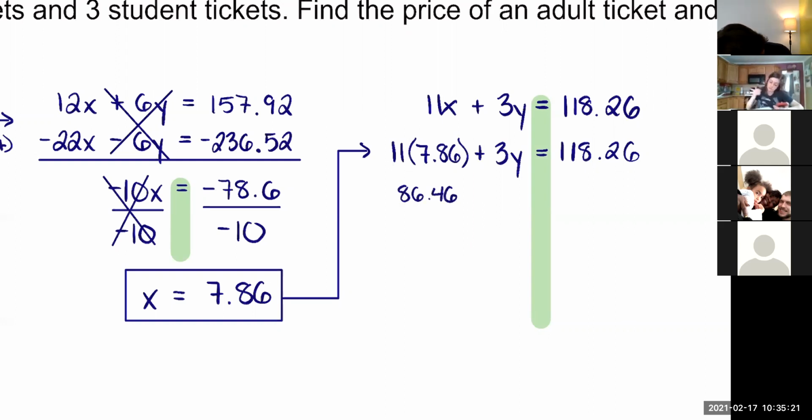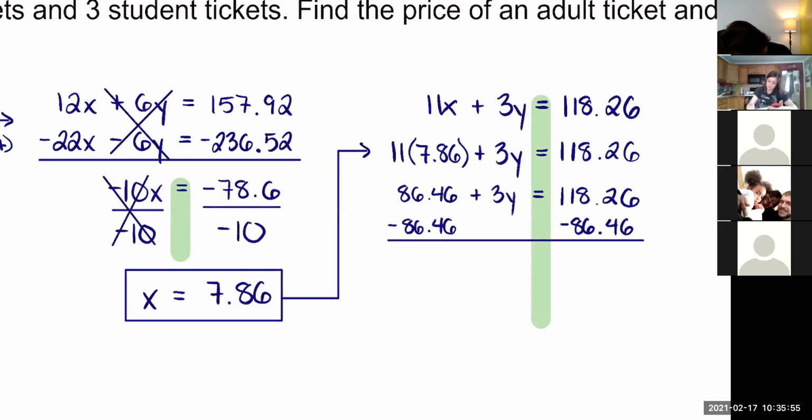86.46. Hopefully you guys are fact checking me as we go. Plus 3y equals 118.26. Then I'm still trying to solve for y, so I'm going to subtract the 86.46 from both sides. So at this point, really the only annoying thing is that it takes so long to write. That's okay, don't get lazy on me. Laziness is where we make silly mistakes.